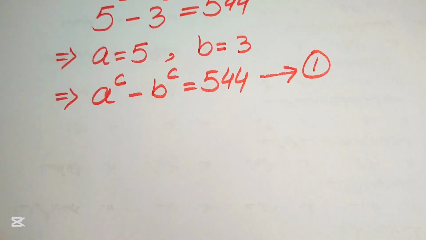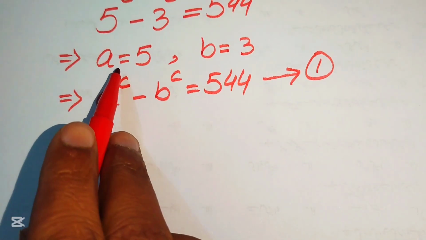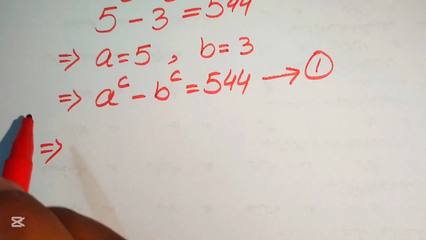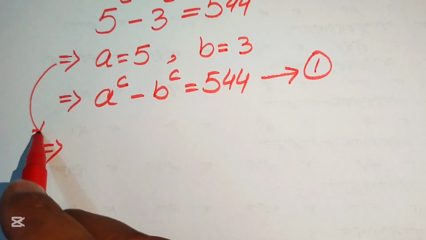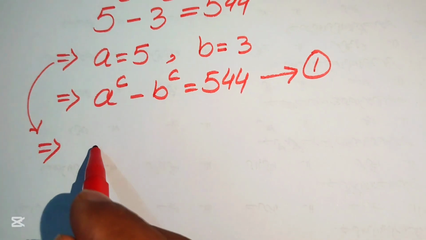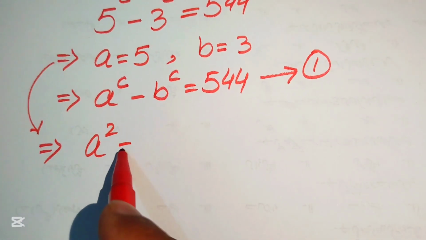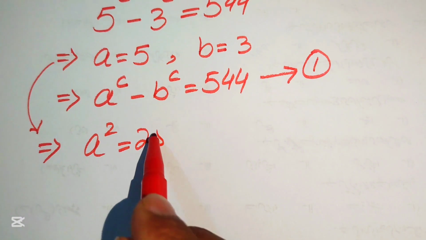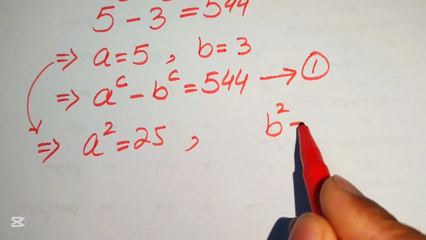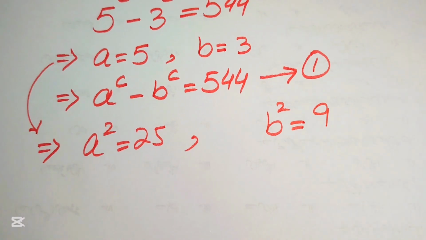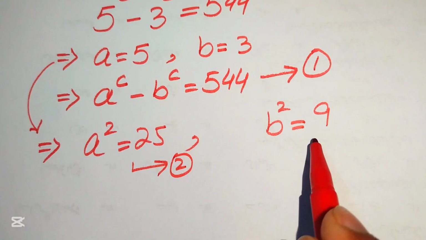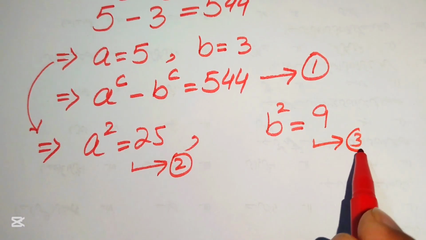Now in the next step, we need to take the squares of a and b, so this implies that we take squaring on both sides. We know that a square becomes a square and 5 square becomes 25. Similarly, b square becomes b square, and 3 square becomes 9. We call this equation number 2 and this equation number 3.